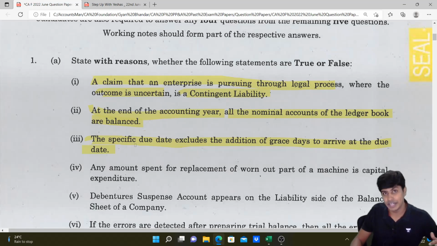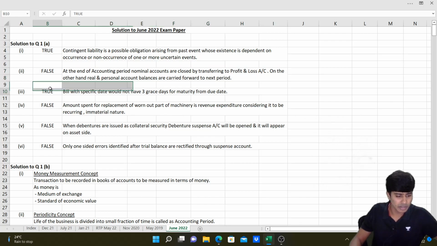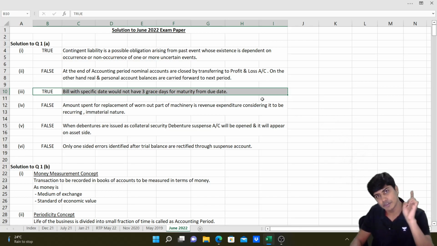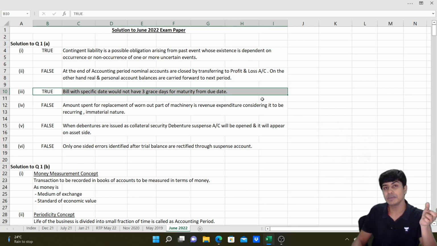The specific due date excludes the addition of grace days. The answer is true. Have a look: true. A bill with a specific date would not have 3 grace days for maturity from the due date. Due date is equal to maturity date. So when will there be a gap of 3 days? The gap of 3 days will arise when it is a bill with a specific period.